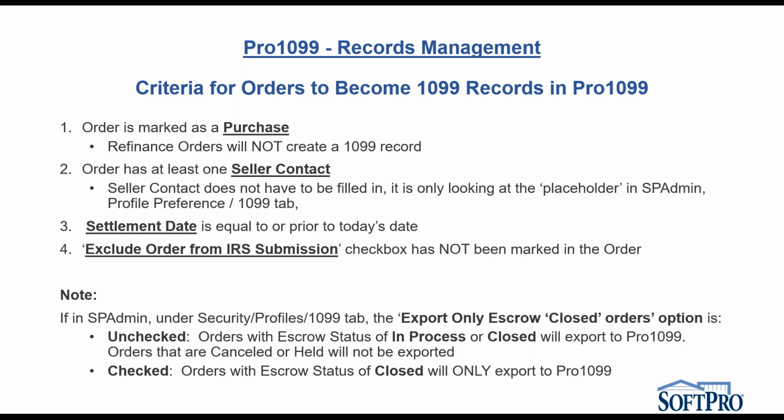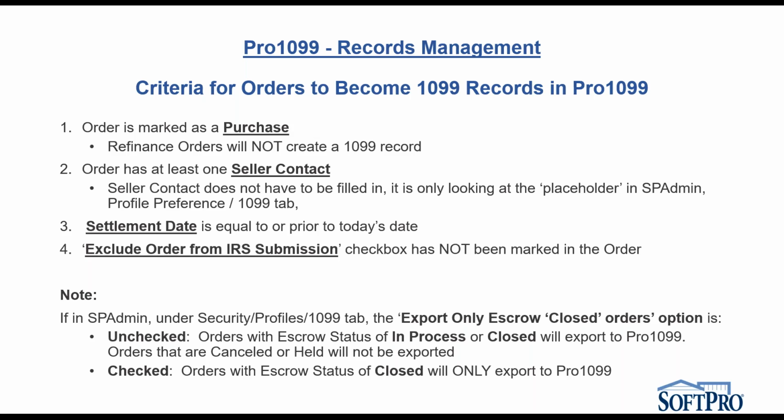So within Select only, we have the ability to place in placeholders for our order contacts. And the system is looking for a seller contact. If the seller's not filled in, it at least sees the seller there. So you might create a file and you would have a blank seller name, but at least you have the seller contact. But this does trigger the system to let it know to move this file over to Pro 1099. Also, you have to have a settlement date, which is either equal to or prior to today's date. And last but not least, the exclude order from IRS submission checkbox cannot be checked in the order.